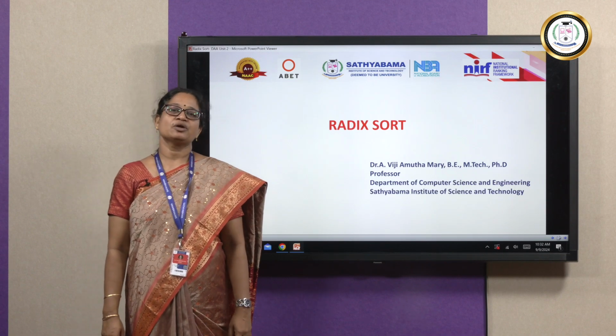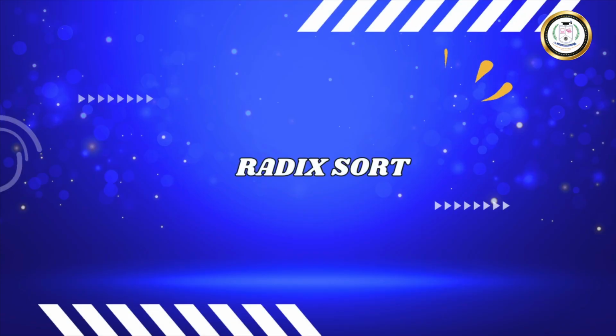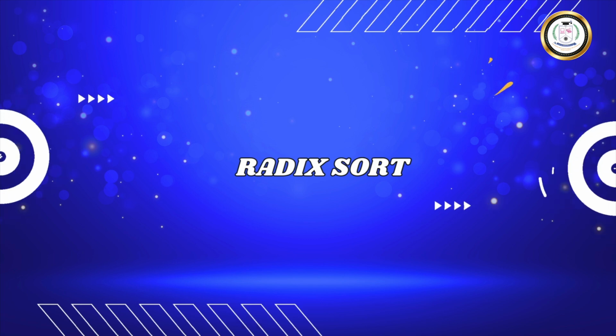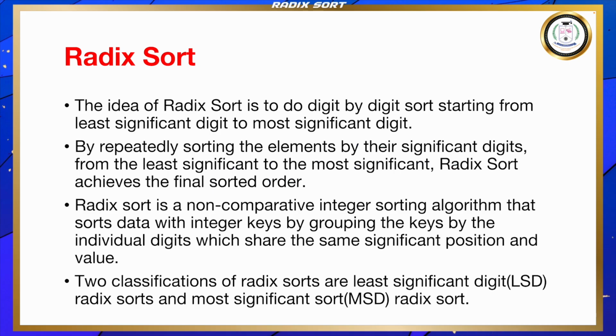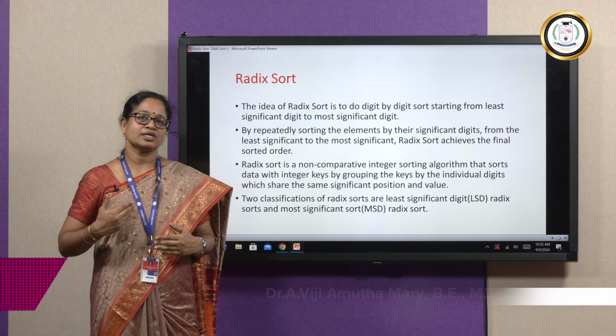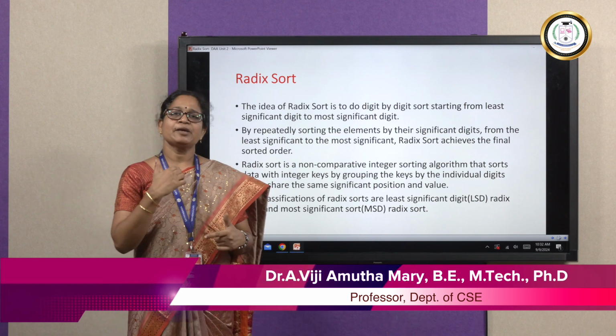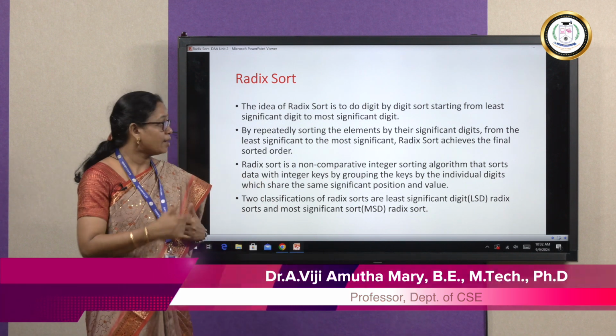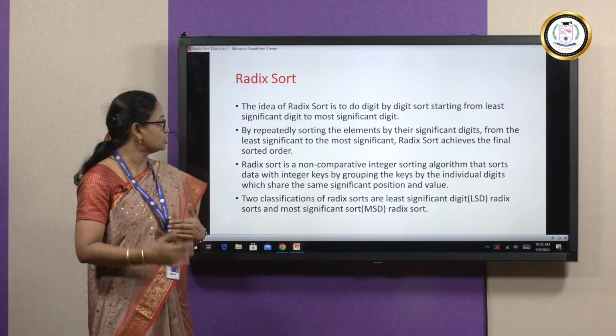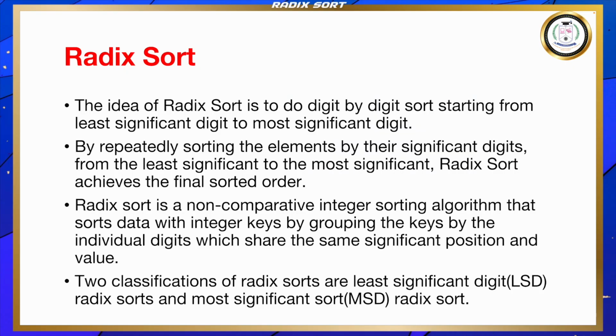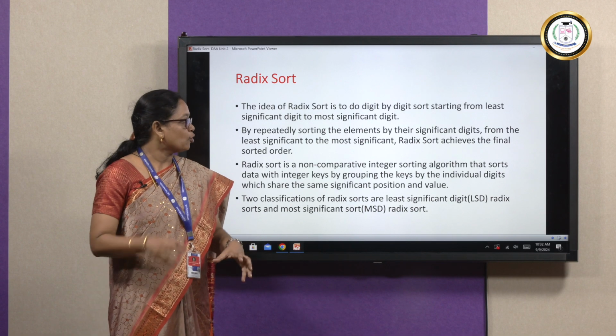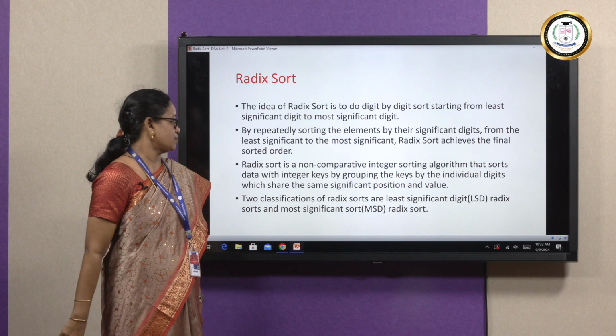In this video lecture, we are going to discuss a sorting technique, that is Radix sort. The main idea of Radix sort is to do digit by digit sorting, starting from the least significant digit to the most significant digit. By repeatedly sorting the elements according to their significant digits, Radix sort achieves the final sorted order. It is a non-comparative integer sorting algorithm which sorts the data by grouping the keys by the individual digits.